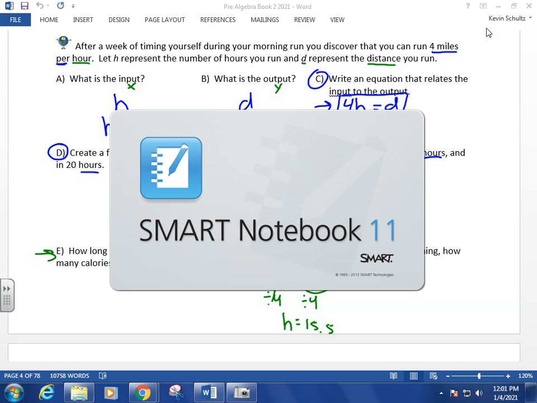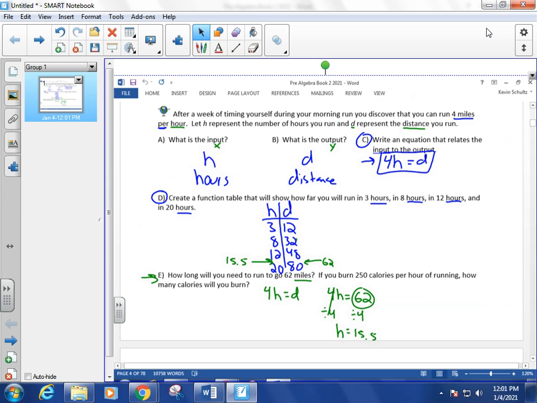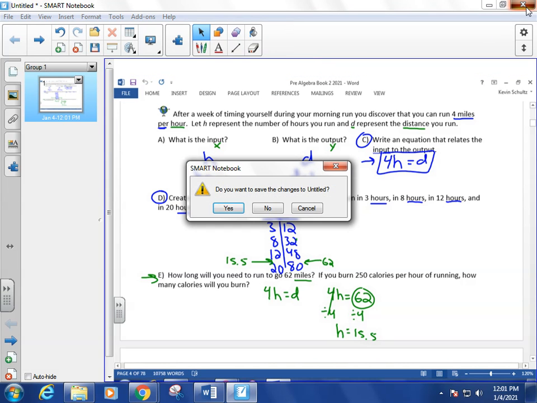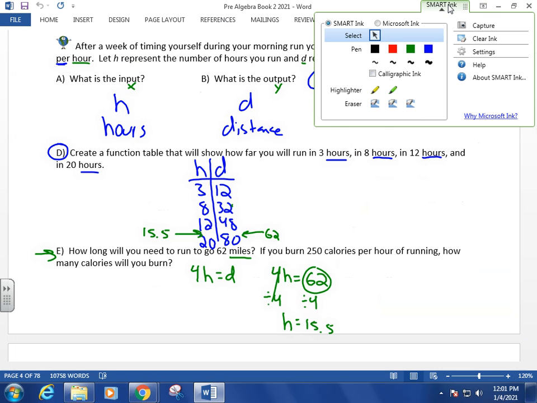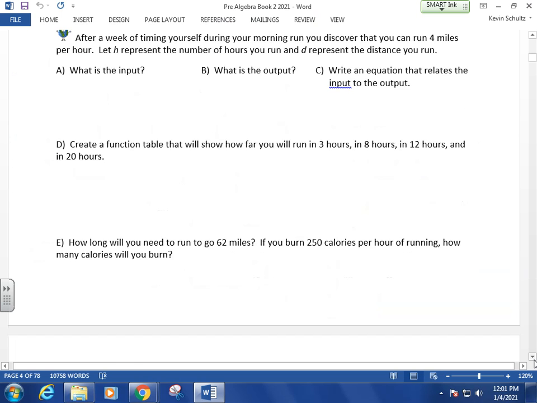Oh, capture. I hit the wrong button. I guess I wanted to make a memory. If this video lasts longer than 20 minutes, I apologize. I blame that. No, I don't want to save it. Clear ink. That's better. Okay.